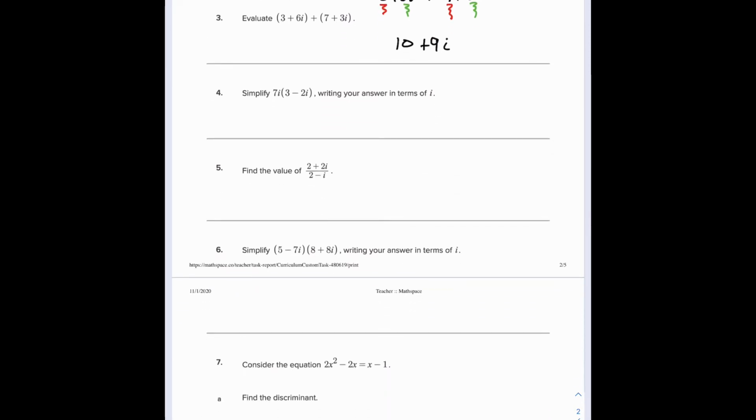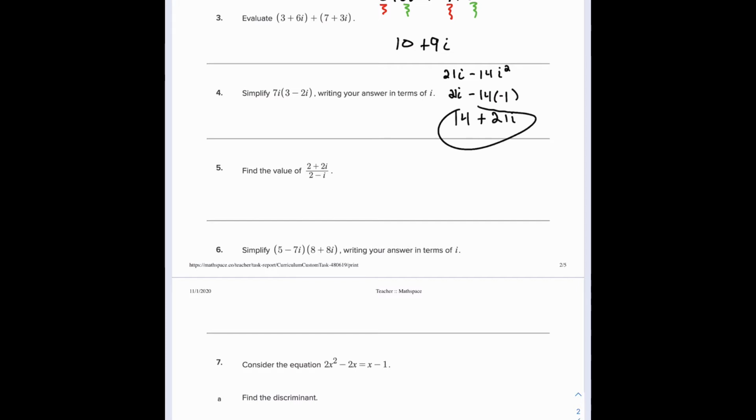Now let's take a look at number 4. Number 4, we're just distributing this 7i and then combining like terms. So let's distribute. We get a 21i minus 14i squared. We know that i squared is negative 1, so we have 21i minus 14 times negative 1. So 14 plus 21i. I apologize, I'm missing a 1 there. That's our answer to number 4.